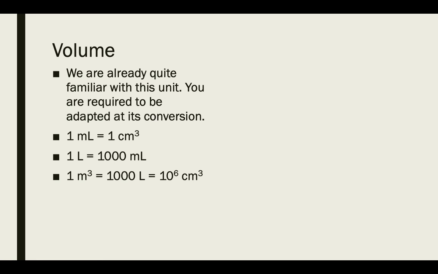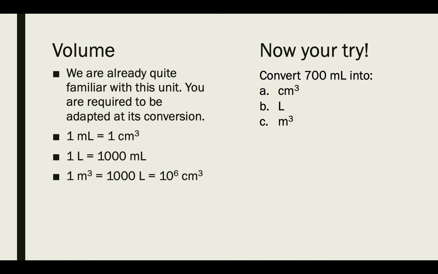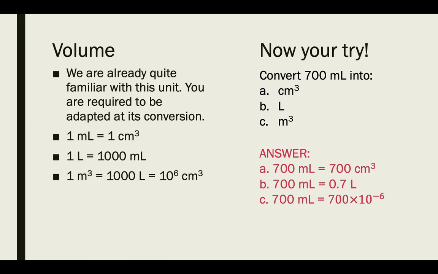Volume. We're already very familiar with this unit. You are required to be adept at its conversion. Okay? So for example, can you convert 700 milliliters to these 3 units? First of all, 1 milliliter is 1 centimeter cubed. So 700 is 700. When it's converted to liters, you need to divide it by 1,000. And when you want to convert it to meters cubed, you need to divide it by 10 to the negative 6.